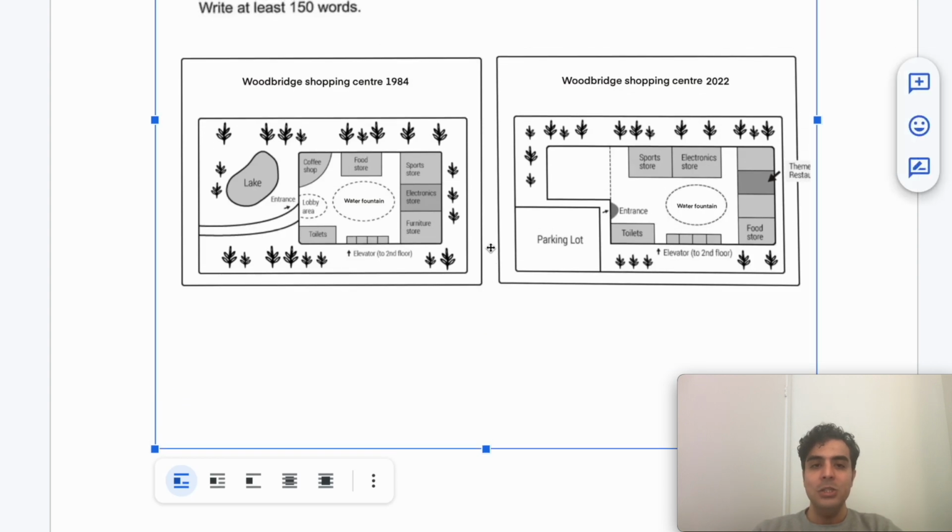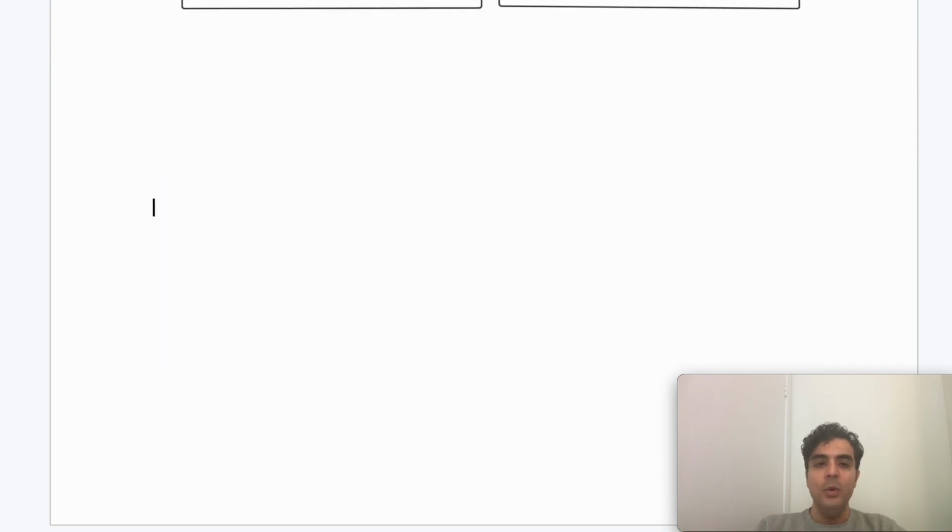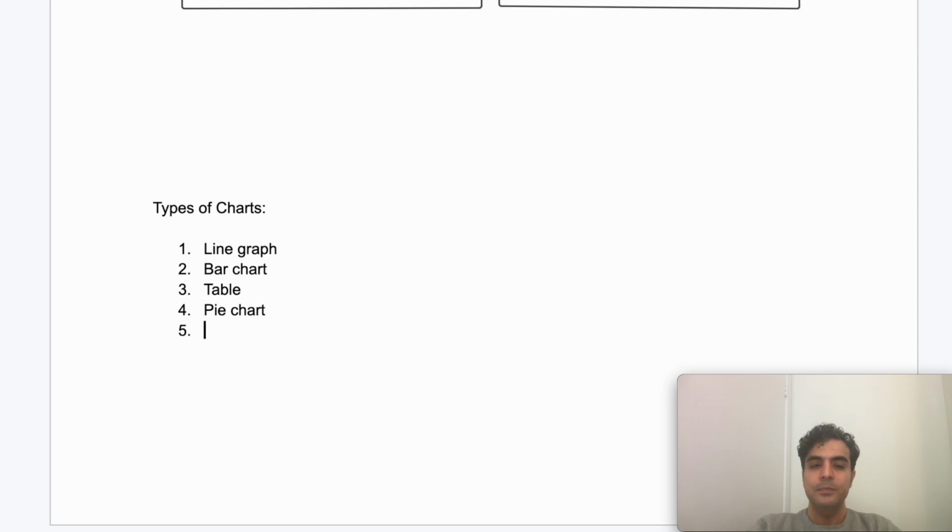Okay, now let's try to review everything we have learned so far about these kinds of charts. So what are the different types of charts in IELTS Writing Task 1? Well, that's easy. We had a line graph, the bar chart, the table, the pie chart, the flow chart, and finally, the map. All right, so we basically have 5 categories.